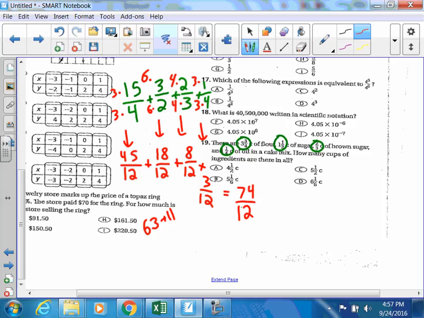Now we're going to reduce this down. I believe we can divide by 2, and we will get 37 over 6. But then they put it back into a mixed number. So how many times does 6 go into 37? It goes into it 6 times with 1 left over. Your answer is D.